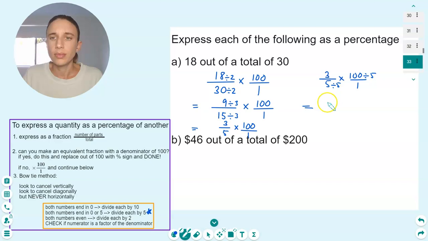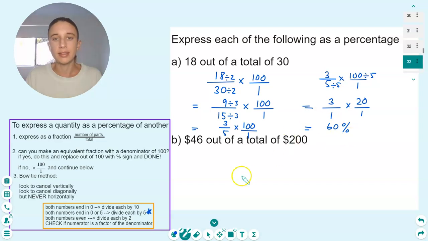Simplifying a little bit more. 5 divided by 5 is 1. 100 divided by 5 is 20, because 5 2s are 10, 5 20s are 100. And now we're finally ready to multiply numerator by numerator. So 3 times 20 is 60. And 60 over 1, you just don't worry about that 1 on the bottom. Any number divided by 1 is itself. So this is it as a percentage: 60%. Just don't forget that percent sign.